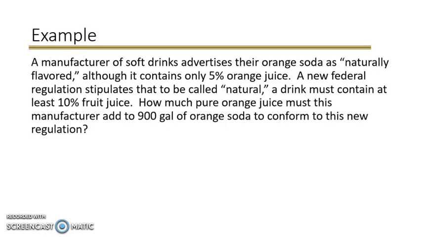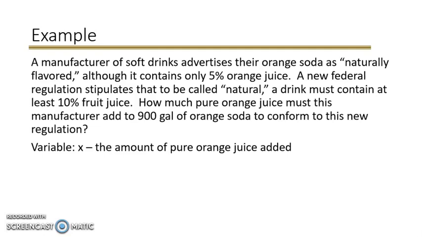A manufacturer of soft drinks advertises their orange soda as naturally flavored, although it contains only 5% orange juice. A new federal regulation stipulates that to be called natural, a drink must contain at least 10% fruit juice. How much pure orange juice must this manufacturer add to 900 gallons of orange soda to conform to this new regulation? So the clue as to what our variable is right here: it says how much pure orange juice. So our variable is the amount of pure orange juice.